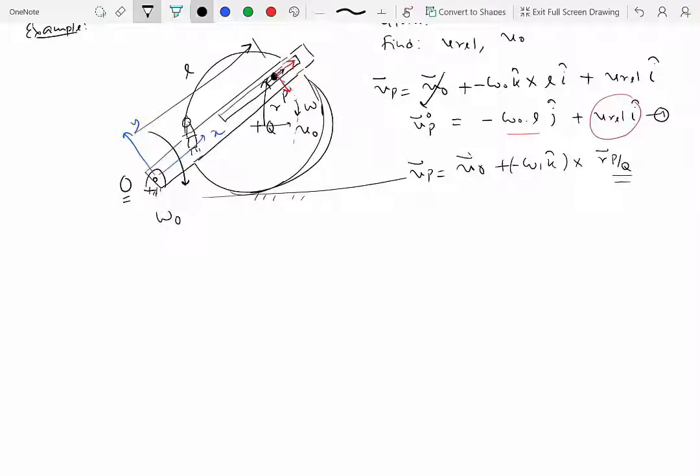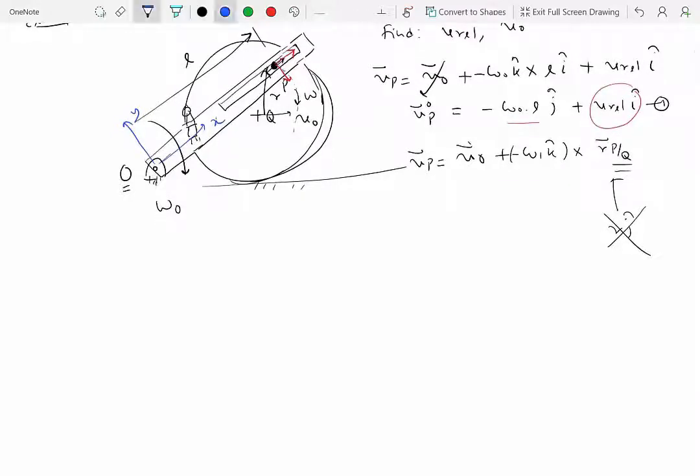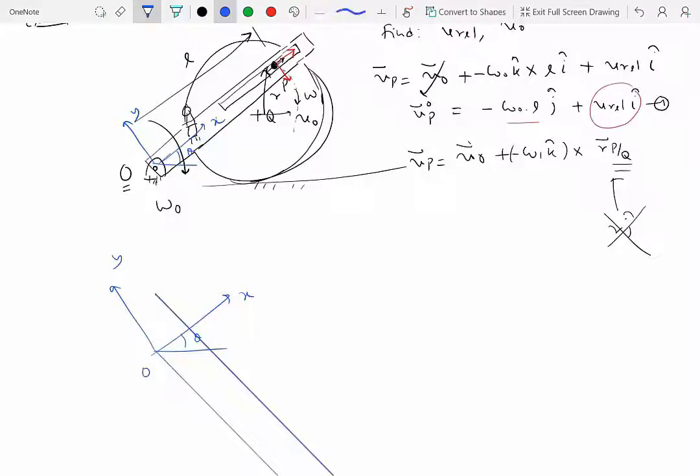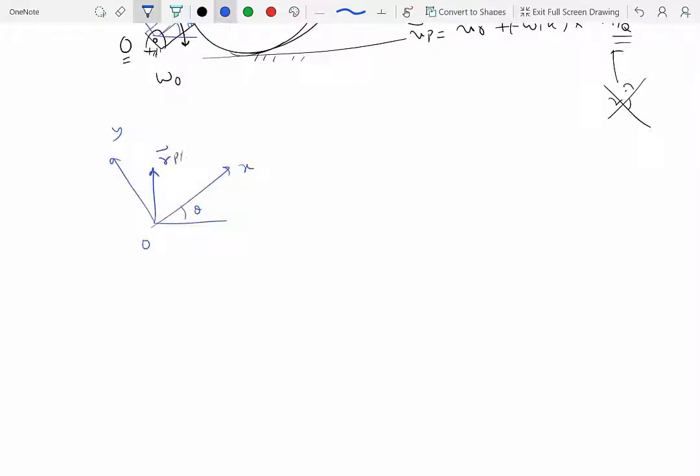Now we have to write this vector. Don't make the mistake of writing this as R j hat. That will be wrong. Why? Because we have already chosen our coordinate system oriented this way, in that reference frame, and I can draw this again separately. So this is O, this is X, this is Y. Let's say this angle is theta. Then R of P with respect to Q is this vector.